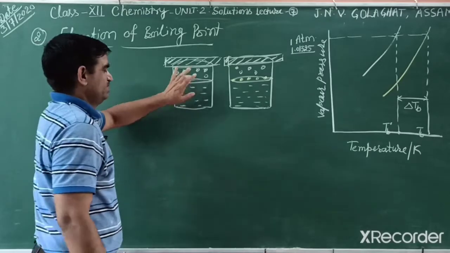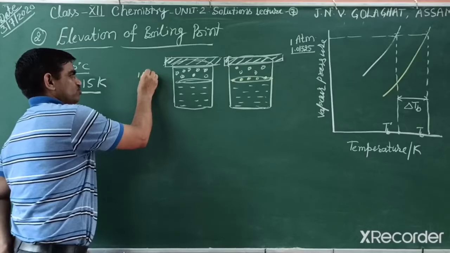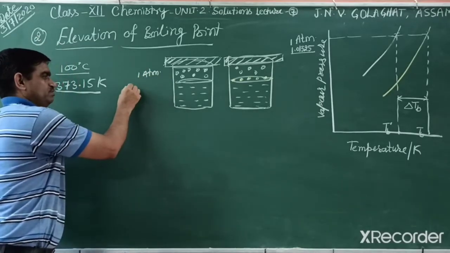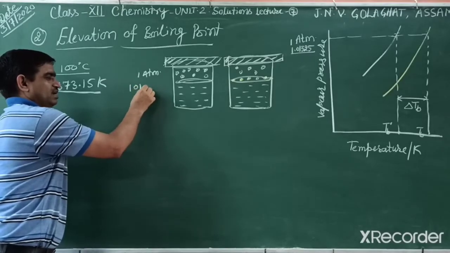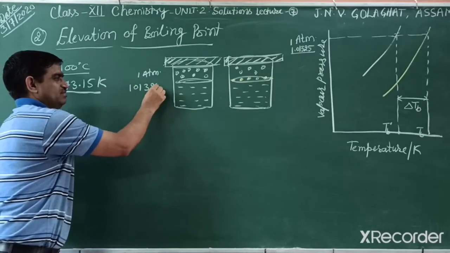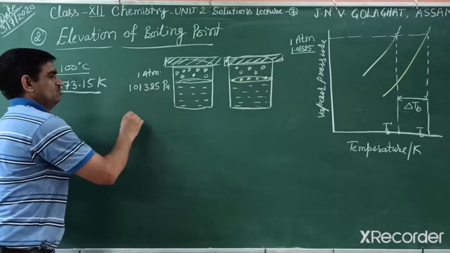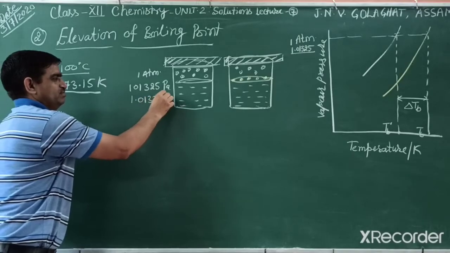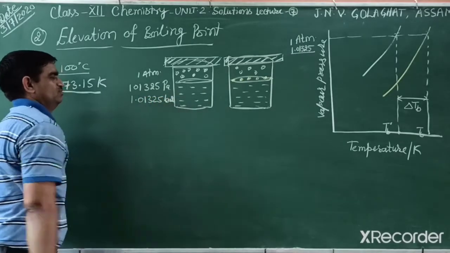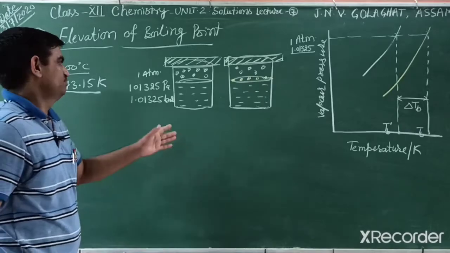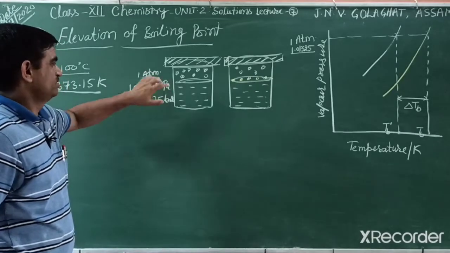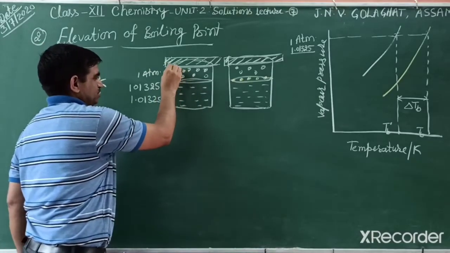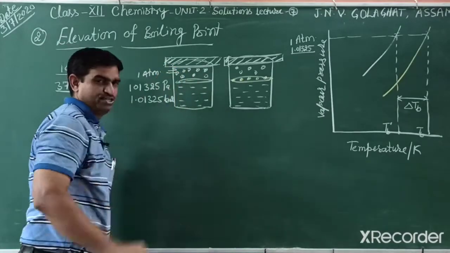So this is pure water, and what is the outside atmospheric pressure? 1 atmosphere means 101325 Pascal, or you can say 1.01325 bar. You know, 1 bar is 1 lakh Pascal, and in this way we can convert. This is 1 atmosphere. When this atmospheric pressure is equal to the inside vapor pressure, that point is the boiling point.